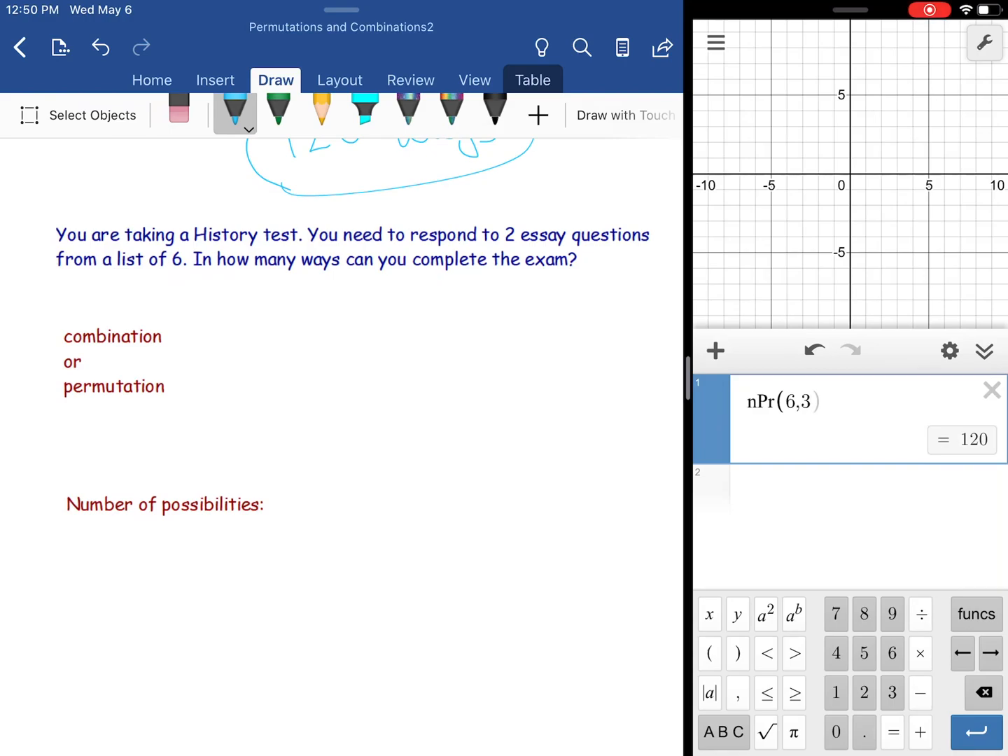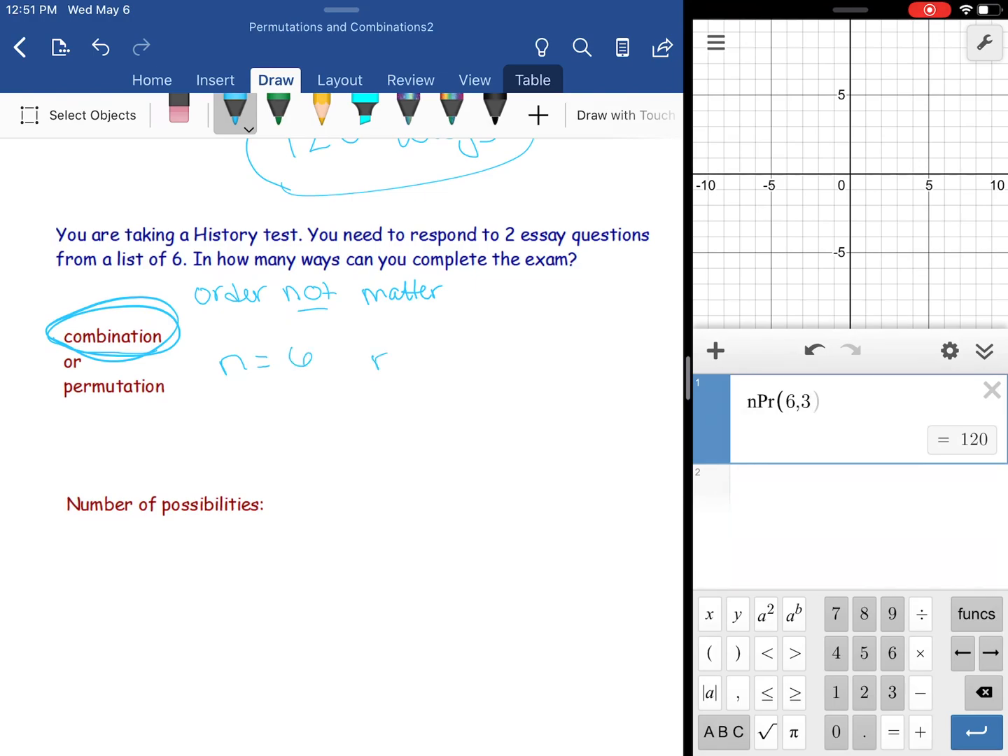I mean, as the teacher, does it matter to me? All I see is that you completed both questions. So it doesn't really matter if you complete question 1 and then question 4, or question 4 and then question 2. That doesn't matter in the long run. All that matters is that you complete a combination of 2 questions. So this is a combination because in this instance, order doesn't mean anything. Order does not matter to us at all. It doesn't tell us anything. It doesn't change anything. It's really inconsequential to this situation. So we're going to do a combination.